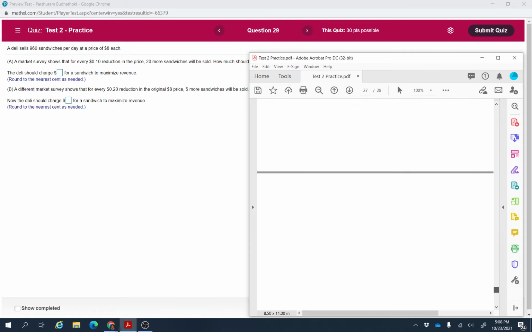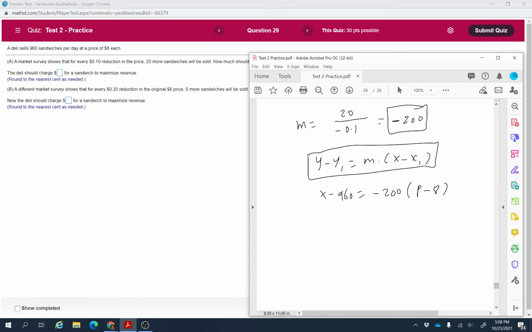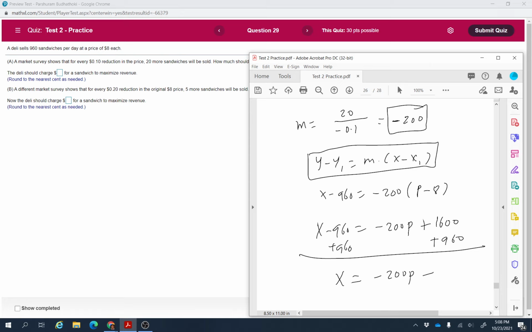So this is the relation between number of cells versus price. That's the price and demand function relation. So you can find out x and p. So x minus 960, just distribute this negative 200. So 200 times 8 is 1600. So you can bring this 960 to the right side. That will give you x equal negative 200p plus 2560. So that's the relation between price and demand.